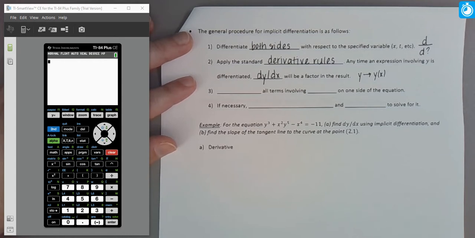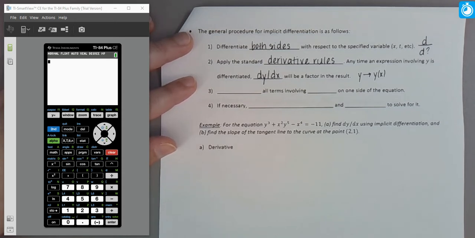So you're going to apply your rules, differentiate term by term by term, depending on what you're looking at. The next thing you need to do, because the goal is to find dy/dx or dy/dt, whatever variable we're differentiating with, dy with respect to that variable.